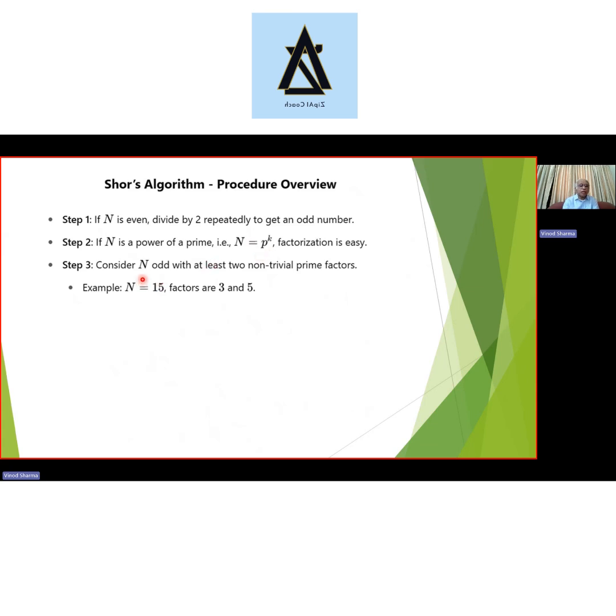Now consider the case when n is odd. So you have repeatedly divided by 2 to get an odd number, and there are at least 2 non-trivial prime factors. Otherwise, you don't need to go further. You can classically do it well. So for example, if n is 15, so n is odd and it has two prime factors, 3 and 5. So this qualifies for using the Shor algorithm further.